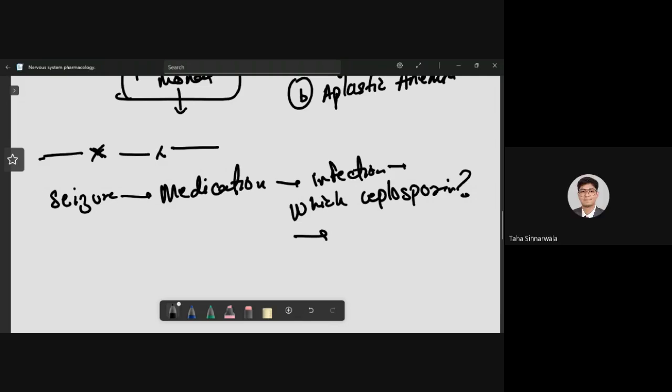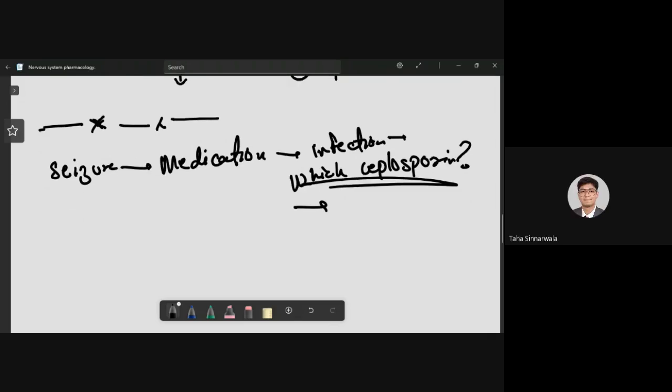So which... Methicillin sensitive... I'm sorry, piperacillin, tazobactam, those things. Oh, sorry, I wasn't able to hear your voice. Sorry. Sir, basically you are saying the patient would just present with some kind of infection and they will ask which cephalosporin was given to him.